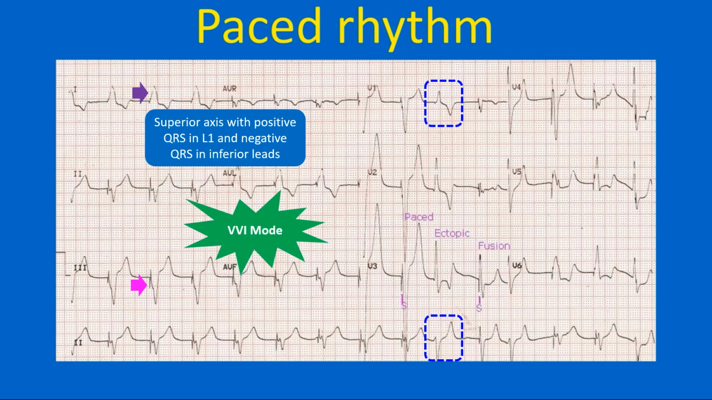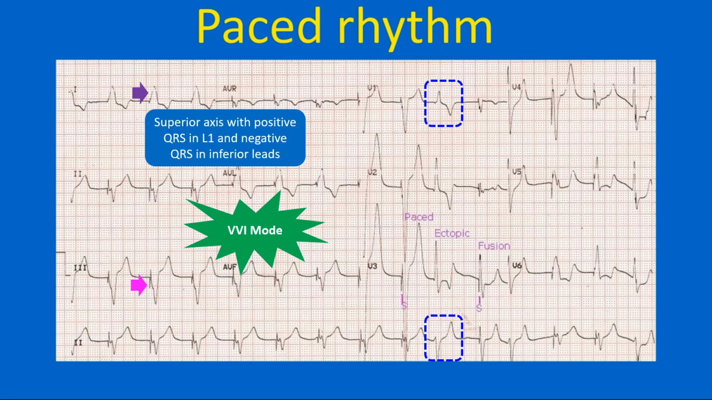In VVI mode, the chamber paced and sensed is the ventricle, and the response to a sensed beat is inhibition of pacing. After the regular pacing cycle, the next spike occurs, but the QRS complex has a morphology intermediate between the spontaneous beat and the paced beat, with a slightly narrower QRS than the paced beat. This is a fusion beat between a paced beat and a spontaneous ectopic beat which has occurred just after the onset of the pacing spike.